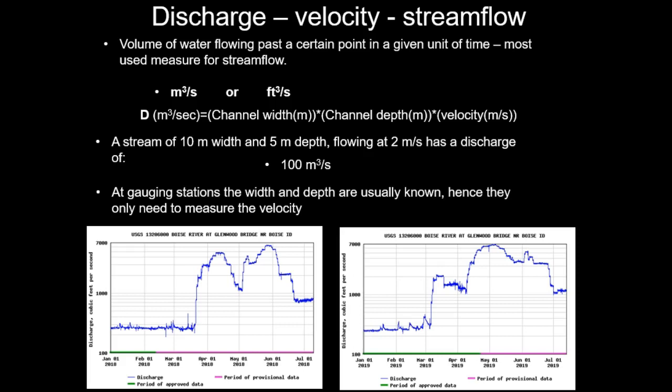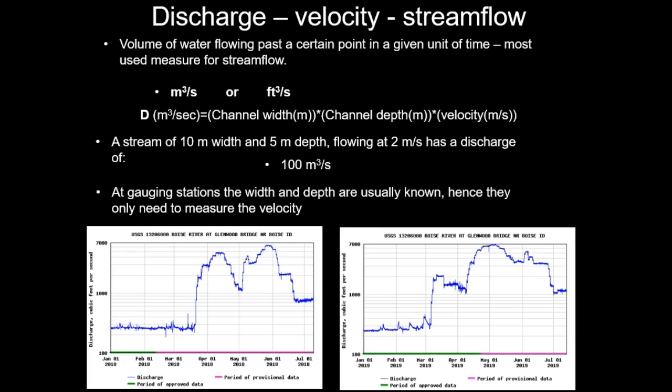10 times 5 times 2 will give you 100, and because the velocity is per second, then it's overall 100 cubic meters per second. The discharge of a river typically will change over time because of variations in the amount of precipitation that is received by the watershed.